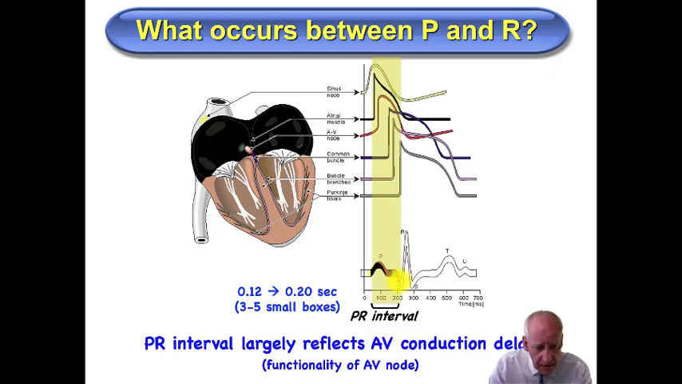And this, in the normal, healthy heart, should be somewhere between 120 and 200 milliseconds. And this represents 3 to 5 small boxes on the EKG. We're not only concerned about whether AV conduction is occurring with the appropriate delay, the second question is whether AV conduction occurs always, sometimes, or never.